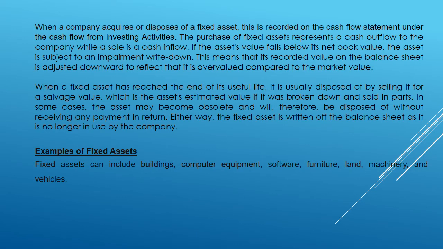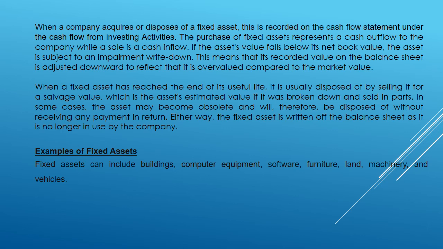When a company acquires or disposes of a fixed asset, this is recorded on the cash flow statement under cash flow from investing activities. The purchase of fixed assets represents a cash outflow to the company, while a sale is a cash inflow. If the asset's value falls below its net book value, the asset is subject to an impairment write-down. This means that its recorded value on the balance sheet is adjusted downward to reflect that it is overvalued compared to the market value.